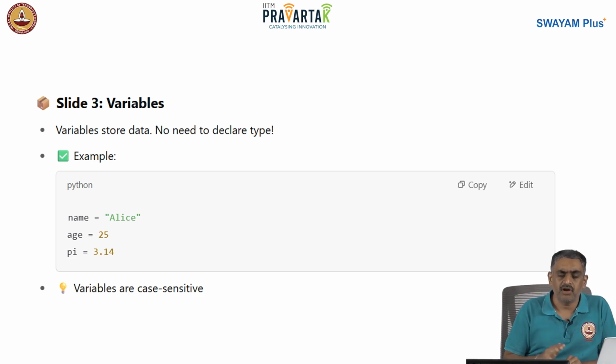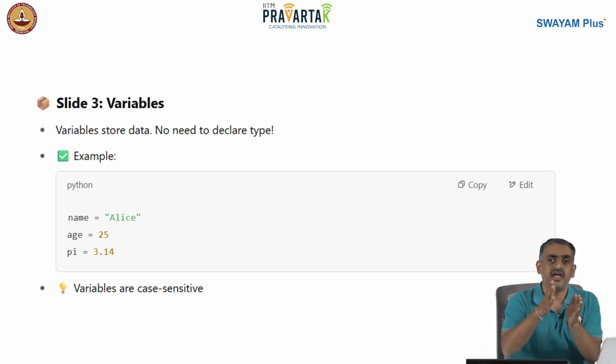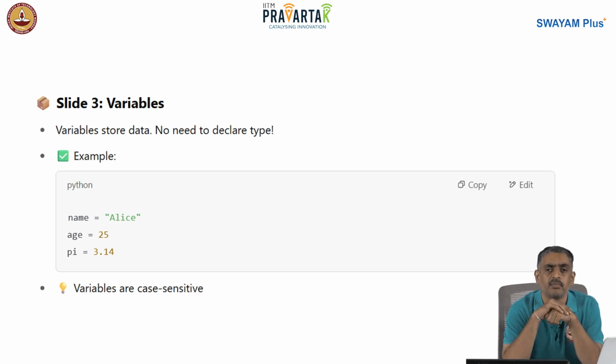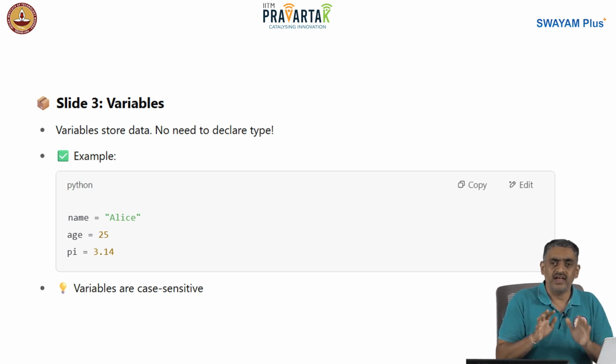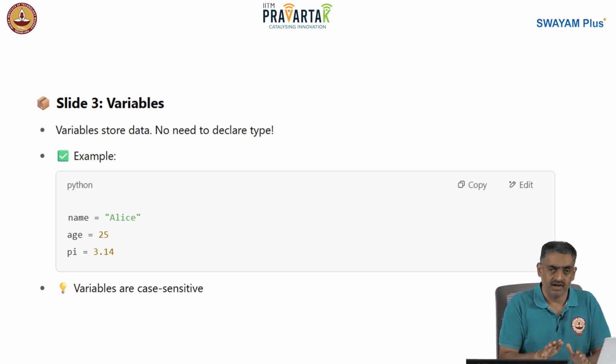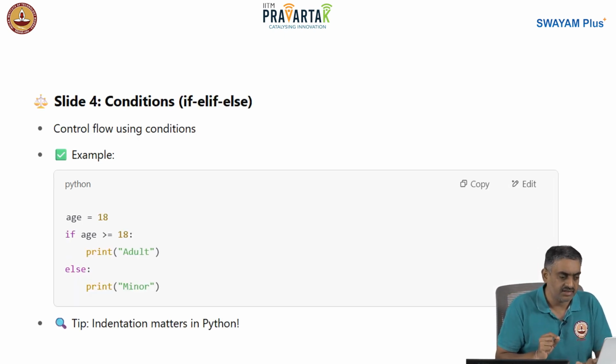But we didn't define them, because in Python there is no need to explicitly declare variables. Whatever is on the right-hand side, the variable will assume that data type. If you put name equal to Alice, it will automatically assume name as a string; if you put age as 25, it will assume age as an integer; and if you look at pi, which is 3.14, it will assume pi as a floating point. So variables need not be explicitly declared, point one. Second, variables are case sensitive. In Python, variables are case sensitive.